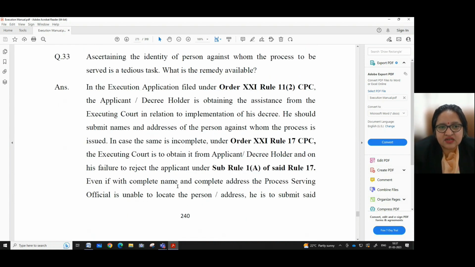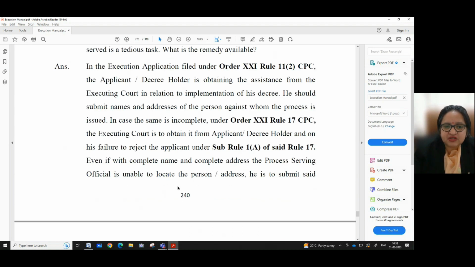Another question is that ascertaining the identity of the person against whom the process is to be served is a tedious task. What is the remedy available? Now, in the execution application filed under Order 21, Rule 11, Sub-Rule 2 CPC, the applicant or decree holder is obtaining the assistance from the executing court in relation to implementation of his decree. He should submit names and addresses of the person against whom the process is issued. In case the same is incomplete under Order 21, Rule 17 CPC, the executing court is to obtain it from the applicant or decree holder, and on his failure to reject the application under Sub-Rule 1A of the said Rule 17.